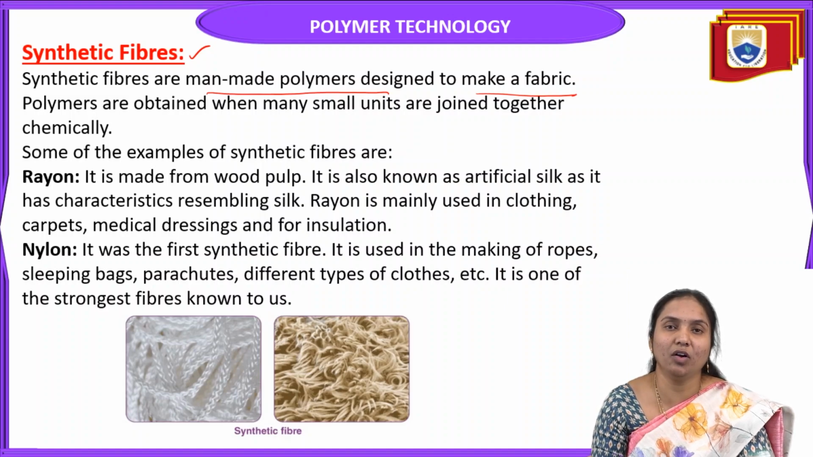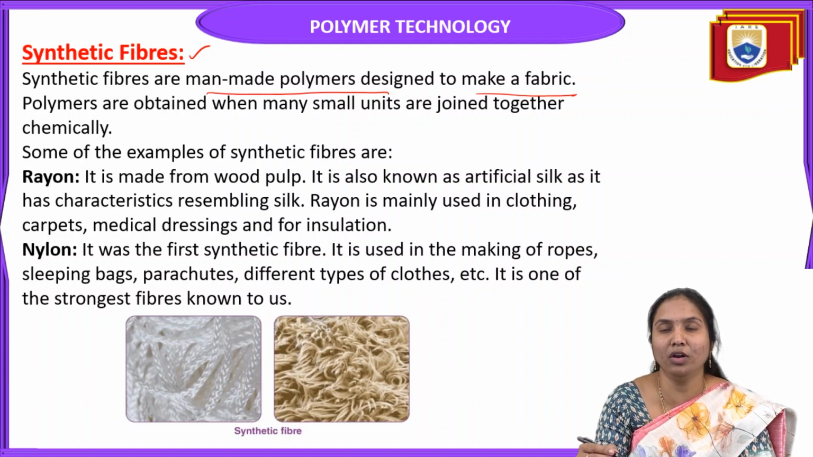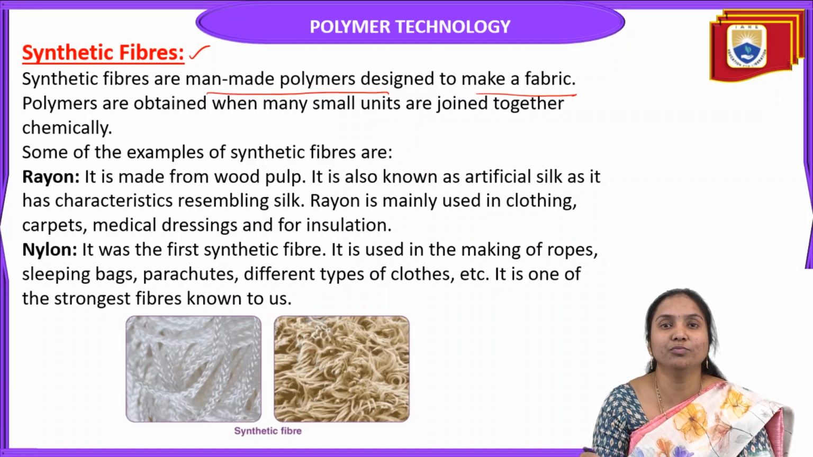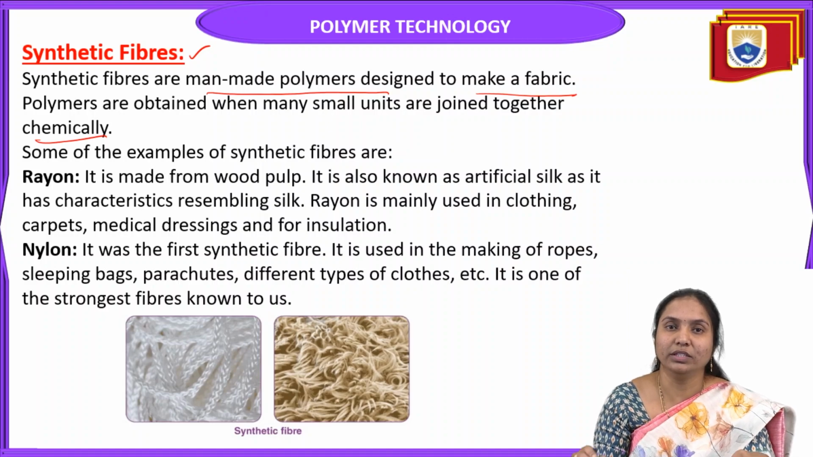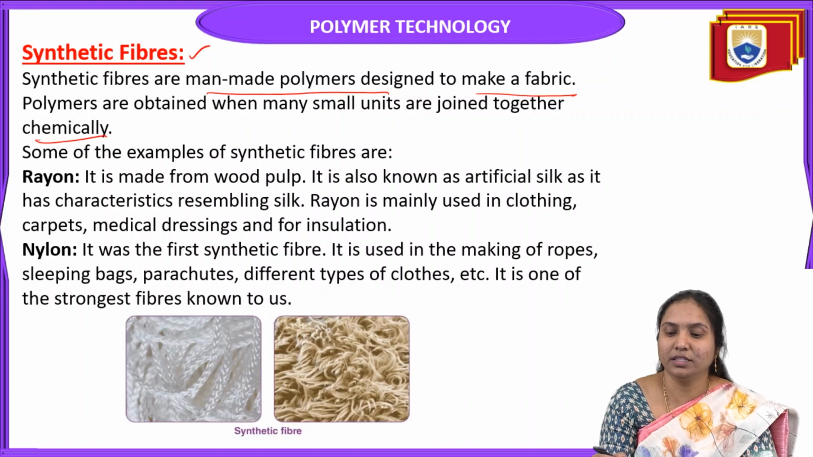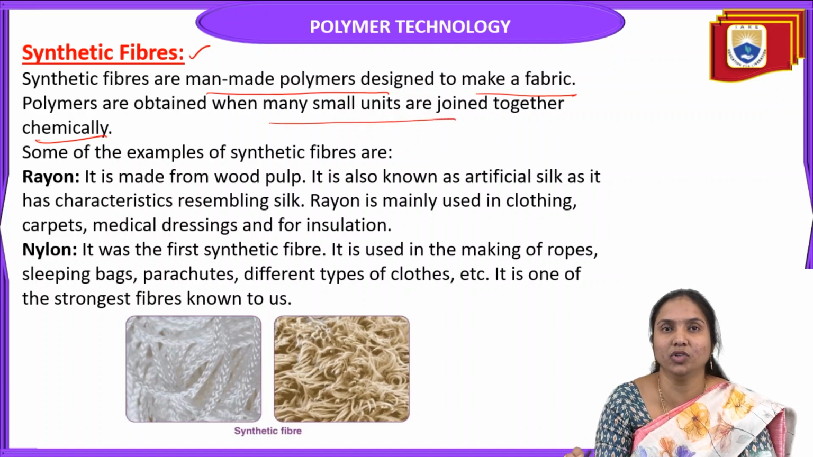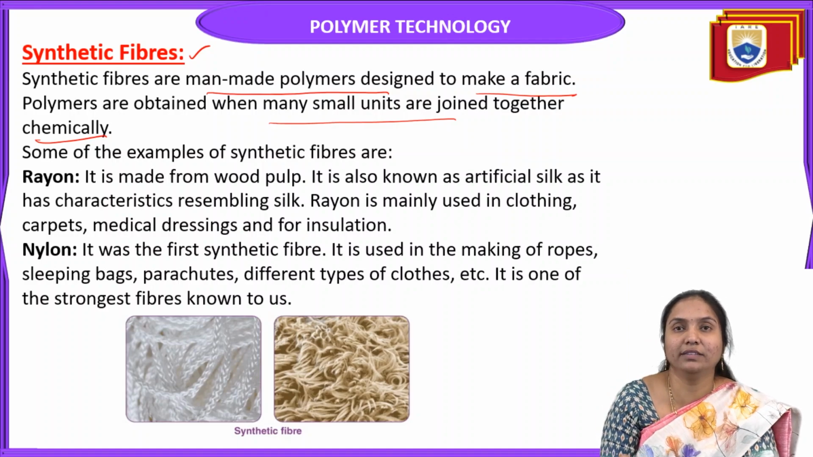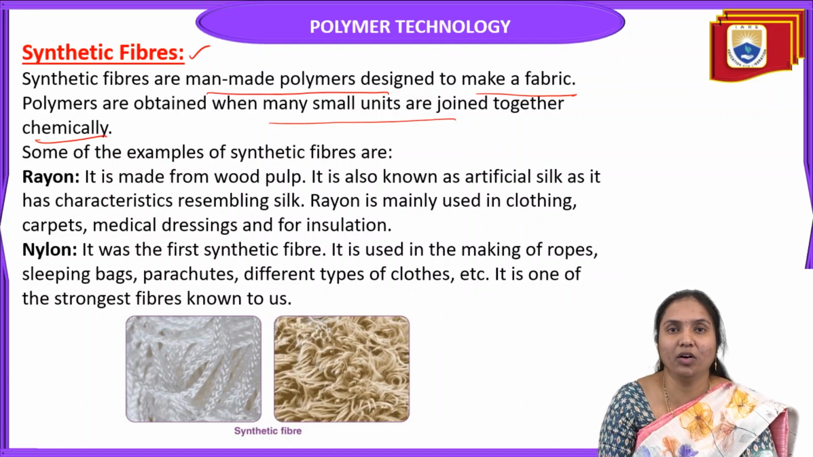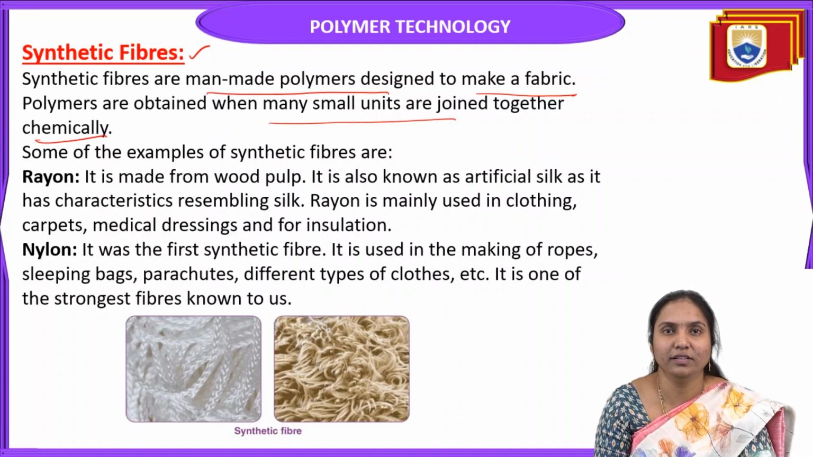So these polymers are obtained when many small units join together chemically. These are generally prepared in laboratories and are also called man-made polymers. When small units are joined together chemically, they form this type of polymer, synthetic fiber. Some examples of synthetic fibers are rayon, nylon 66, terylene, etc.